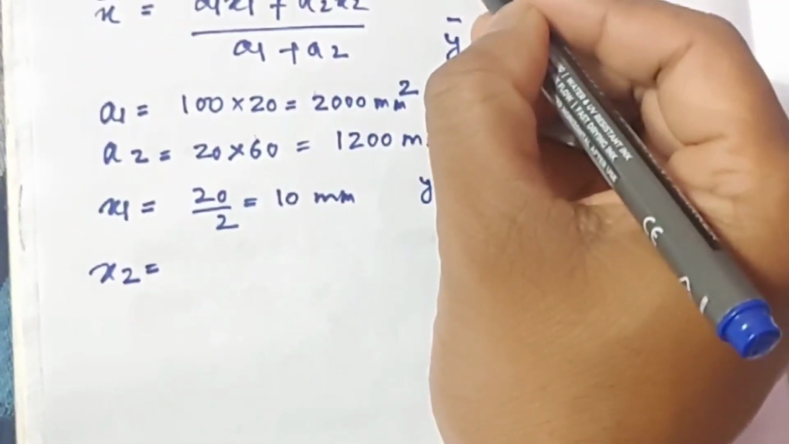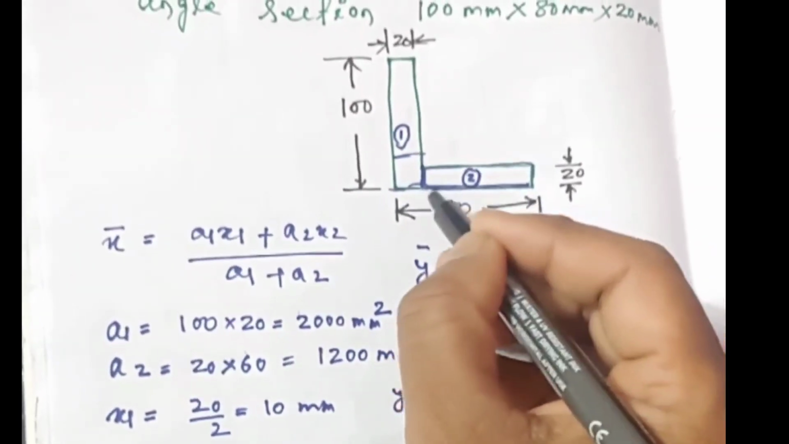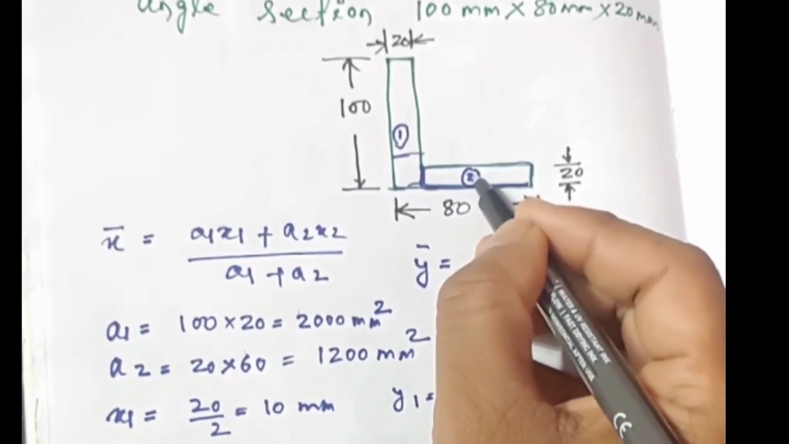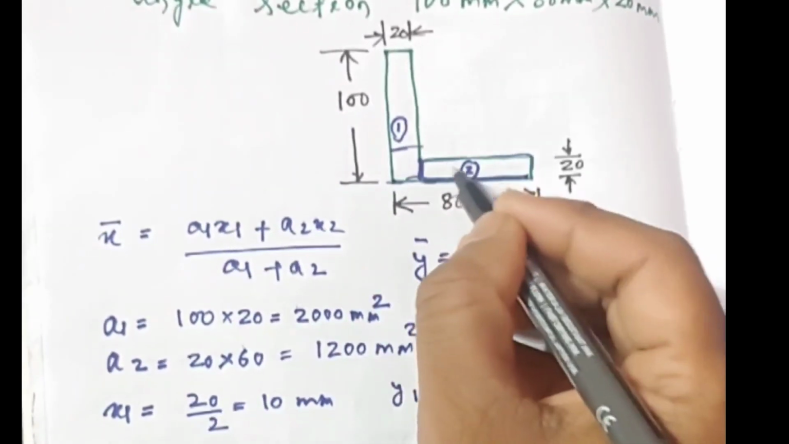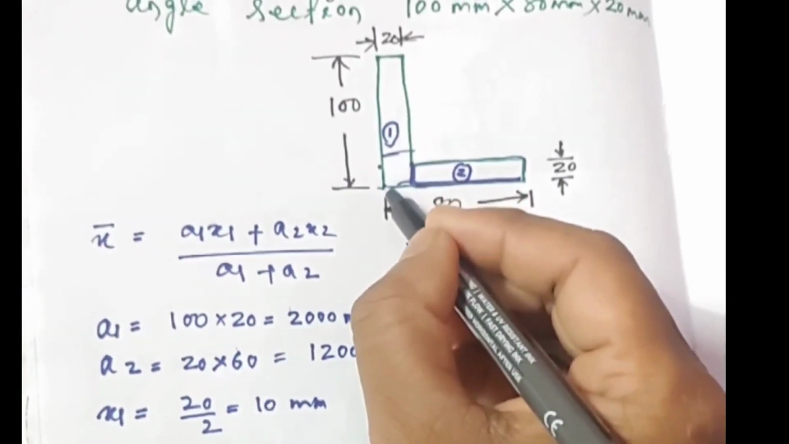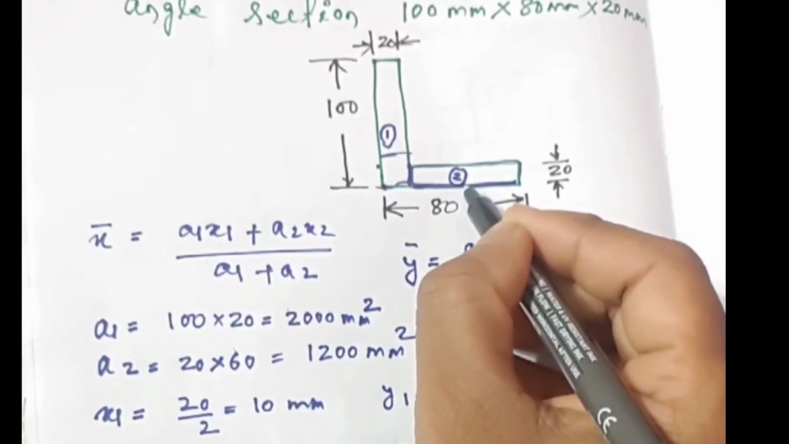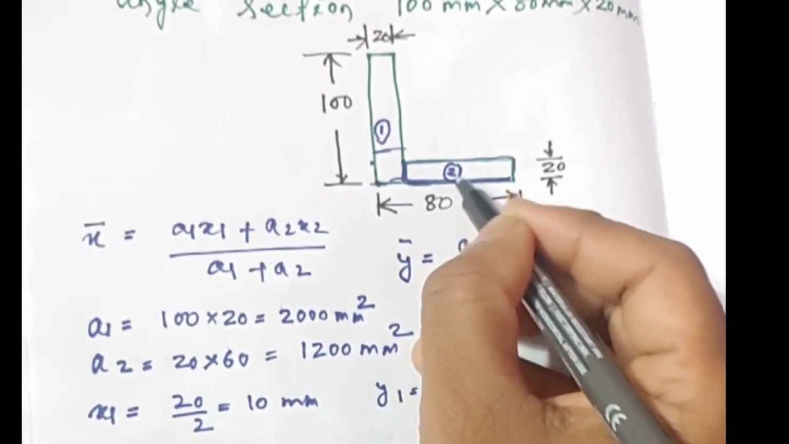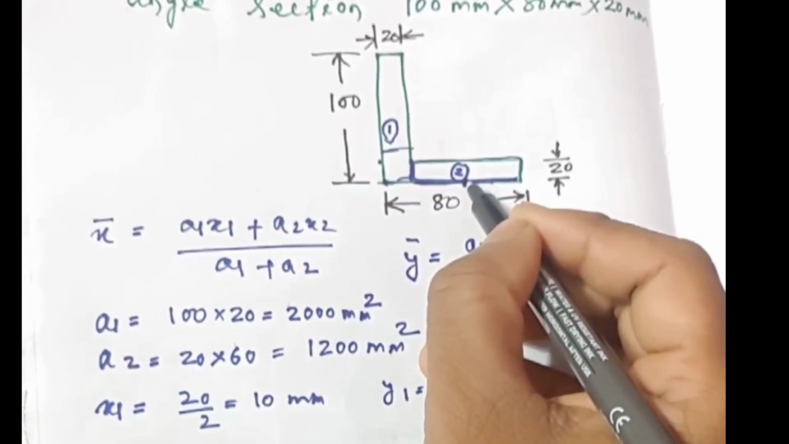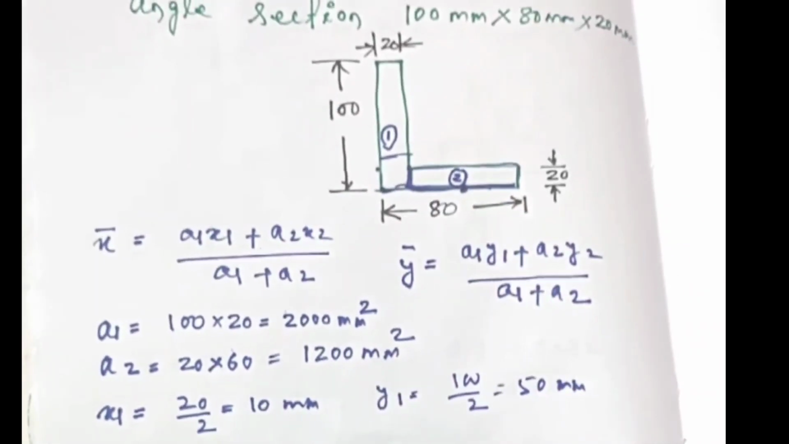Now, x2. What will be our x2? This is section 2, and the length is 60 mm. So half of 60 mm from this point. So we have to calculate x2. X2 is the distance from this point to the center of section 2. The center of section 2 lies around 30, because it is 60, meaning half of section 2 is 30, and here 20 mm. Total is 50 mm.